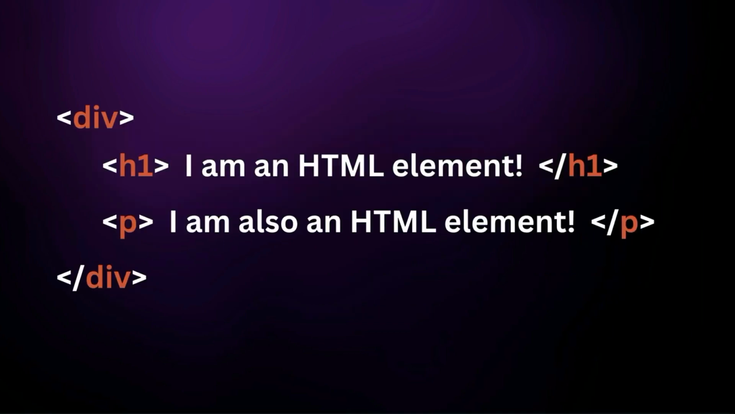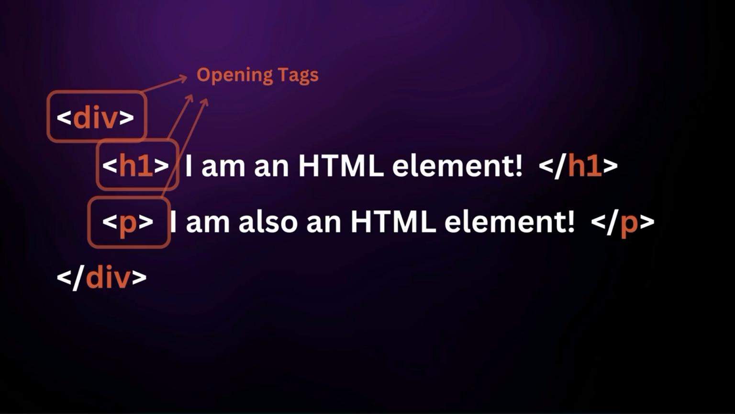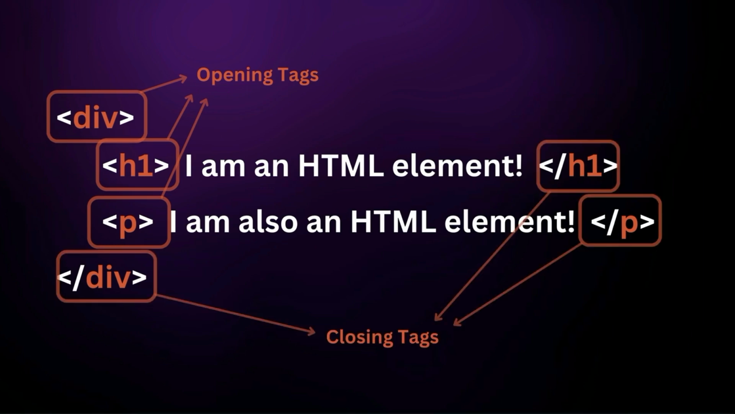So if we see a more complex example, we can see that now we have 3 elements, a div element, an h1 element, and a paragraph element. Each of these elements will have their opening tags, again represented by the lesser than symbol, followed by the name of the element, and then the greater than symbol. And all of them have their closing tags. Of course, inside our h1, for example, we have a text.